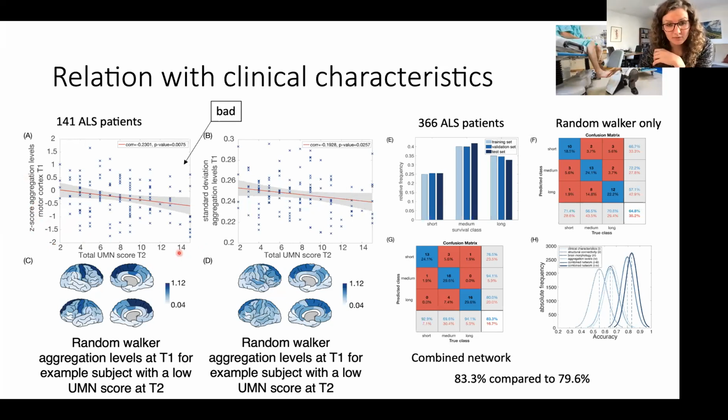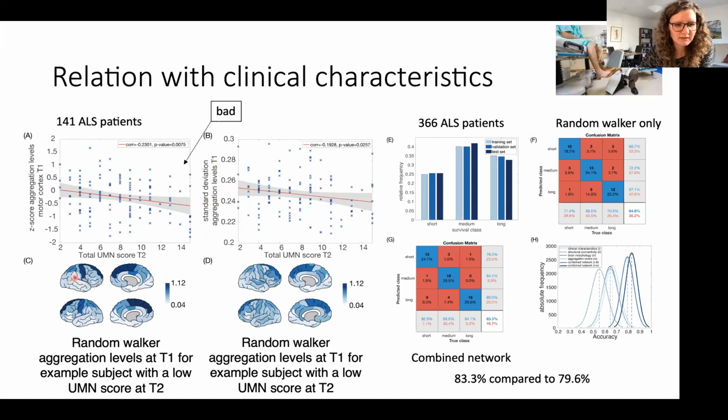And another thing we found, which I found quite interesting, is that it does not only depend on whether the random walker visits the motor cortex or not. You can also just look at the standard deviation of the aggregation levels of the random walker. The standard deviation just means that your brain can look either like C or like D. So what do I mean by that? Patient C has a high standard deviation, a lot of variation.